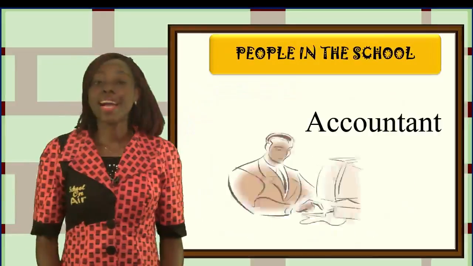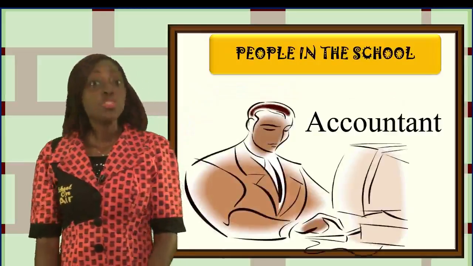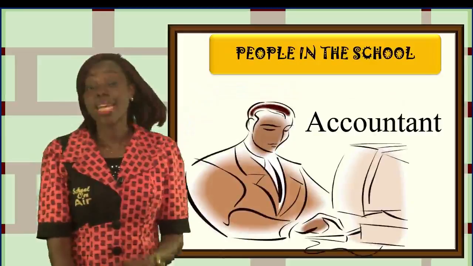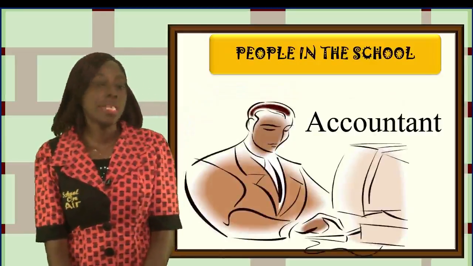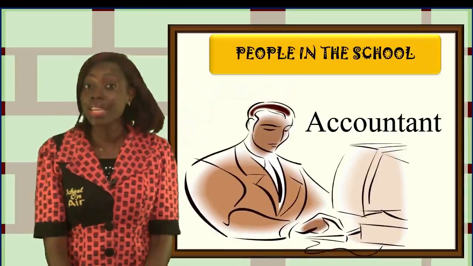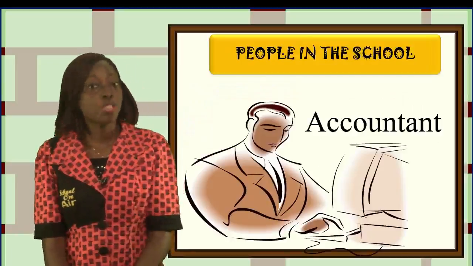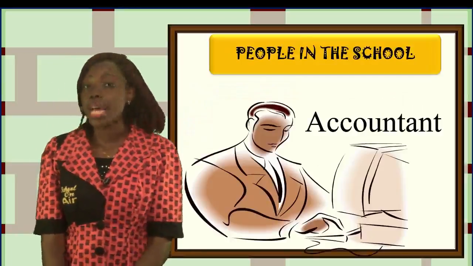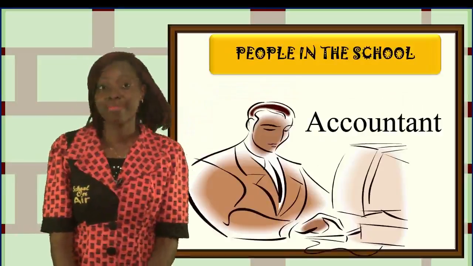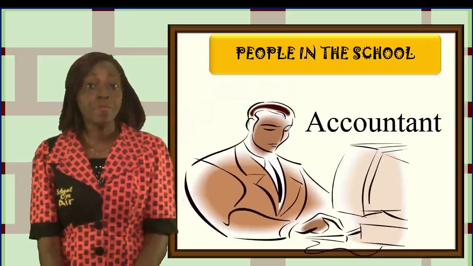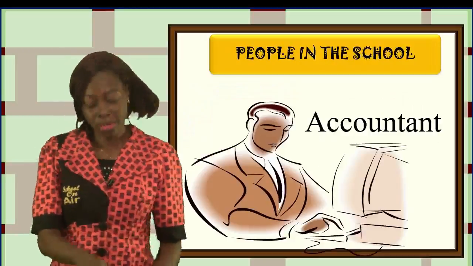Now we also have accountants. Now, do you know what an accountant does? An accountant counts money. An accountant deals with money. Is the one that you pay your school fees to. Is the one that gives you receipts. That's what an accountant does. So an accountant is definitely found in the school.